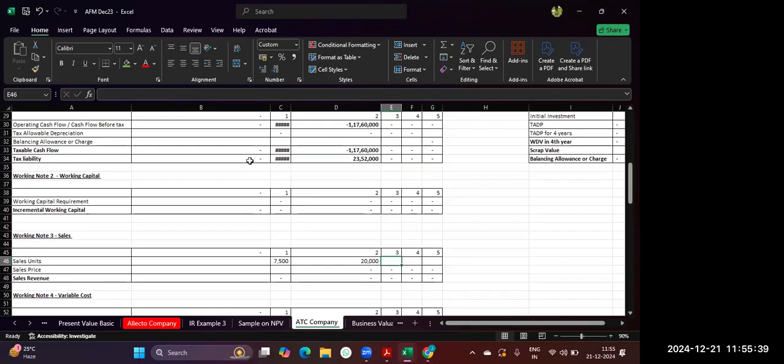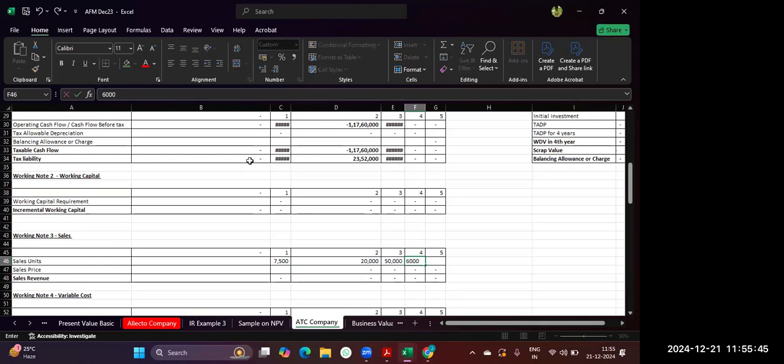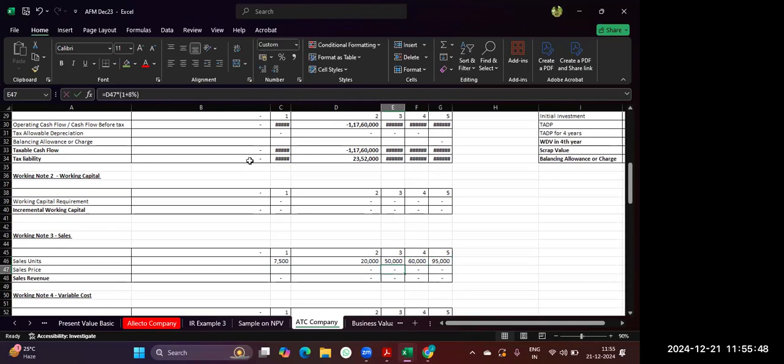Sorry, 50,000? 50,000, okay. 60,000 and 95,000 for the 5th year. So these are units, sales units. I'm just writing sales units right now. To calculate the sales revenue, I need to multiply the sales units with the sales price, right? Yes, sir.